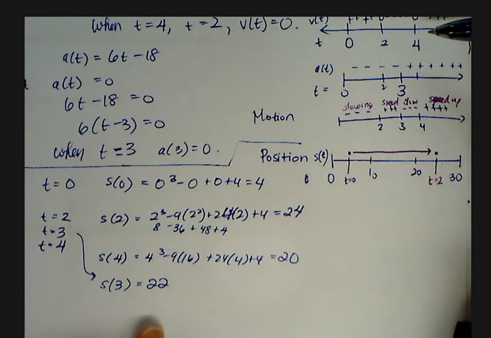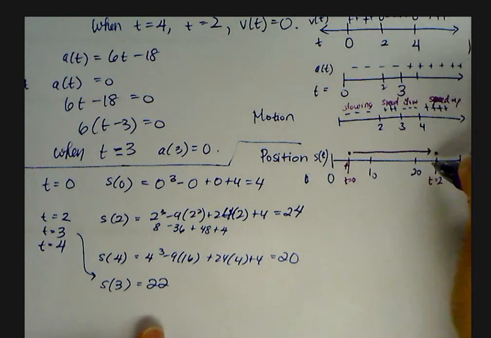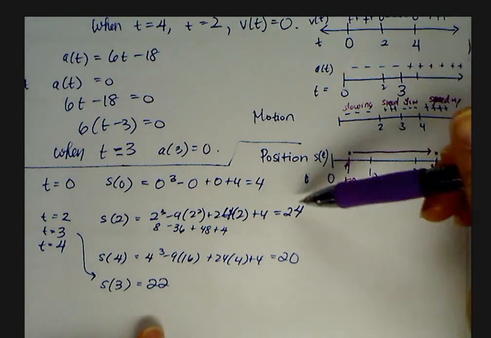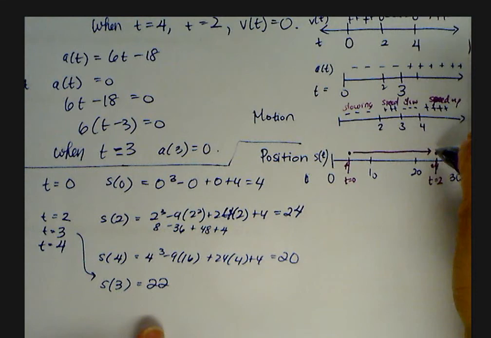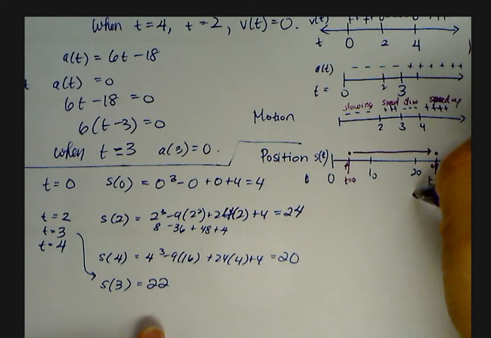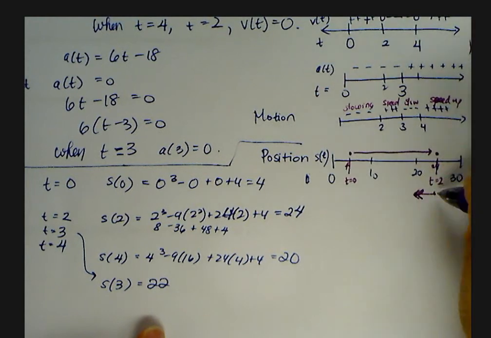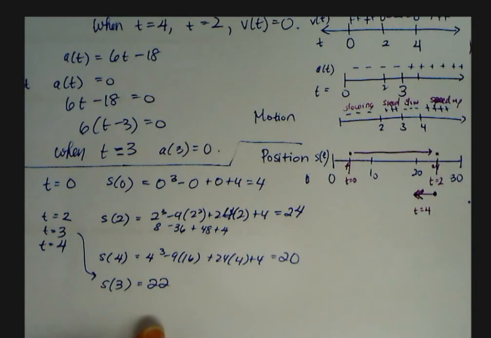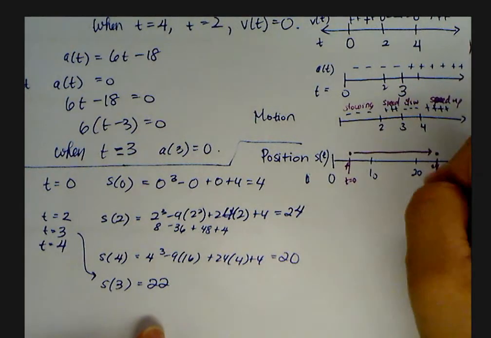Between 2 and 4 seconds, it went from 24 down to 20. So it went down this way, right? Okay, so this is at t equals 4. And then after t equals 4, it went back to the right. Oh, that's complicated. Because at 4, the velocity is 0 again. At t equals 4, yeah, and it went to the right. So after that, it went that way forever, right?